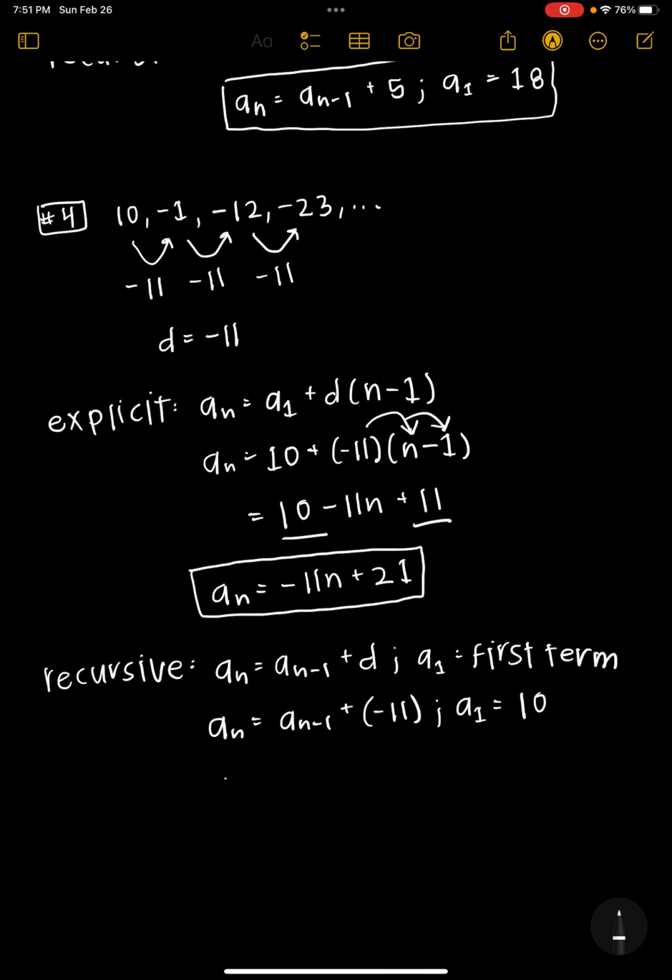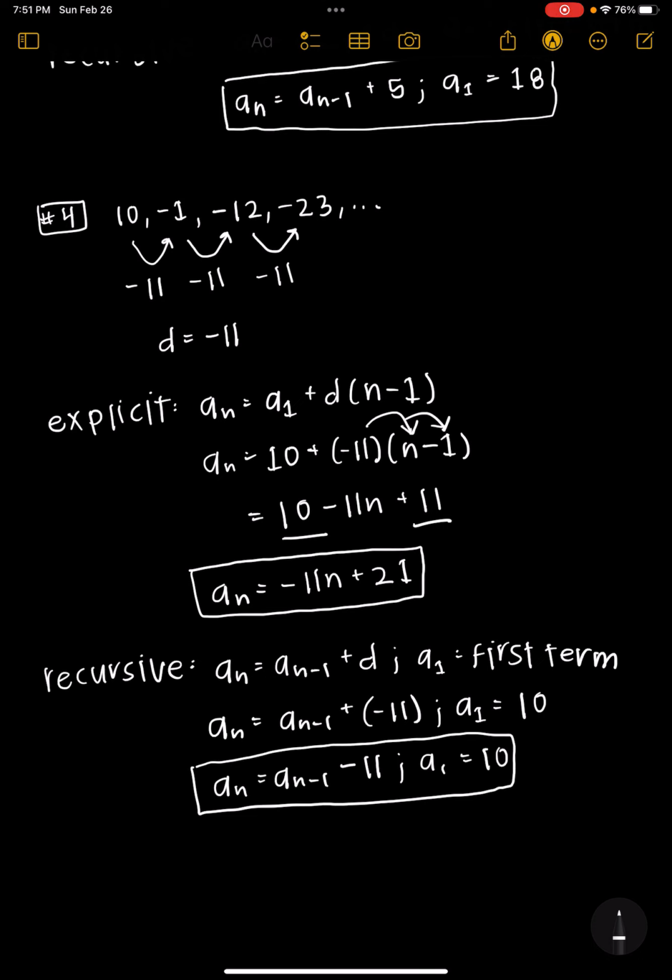Now I can simplify that a little bit by just taking the negative 11 out of parentheses and saying a sub n minus 1 minus 11. And then a sub 1 is equal to 10. But either way it'll work. And there's our recursive formula. So that is how we deal with arithmetic sequences.